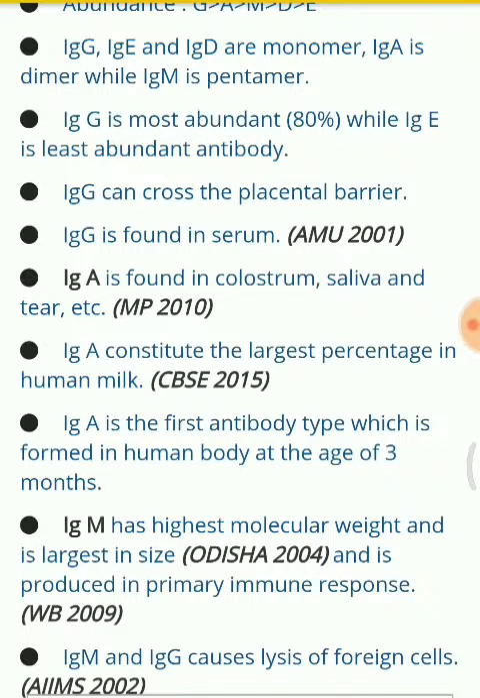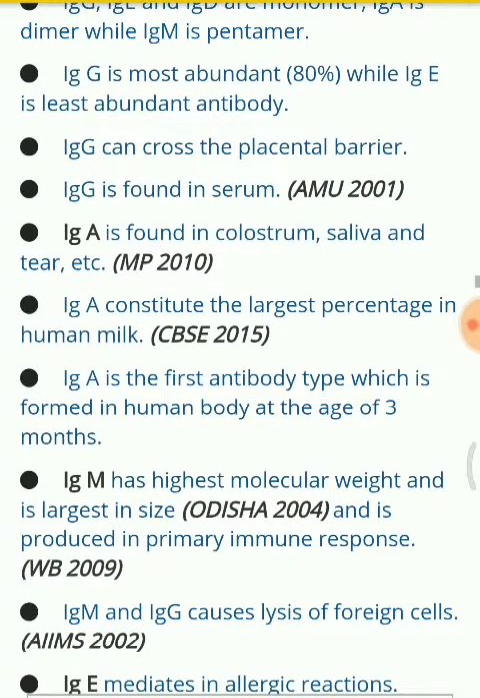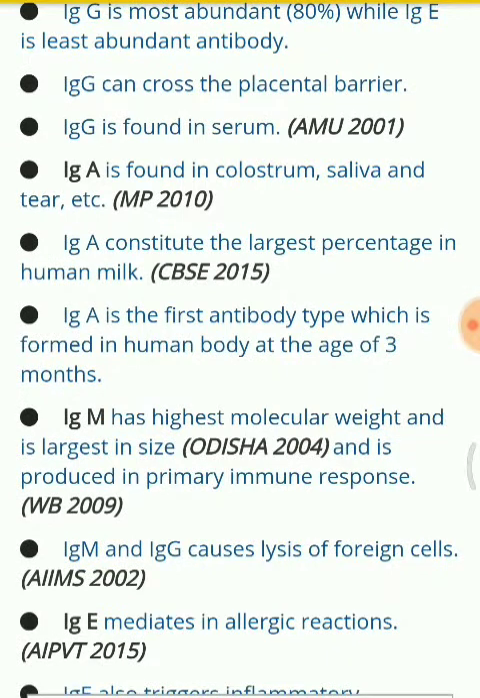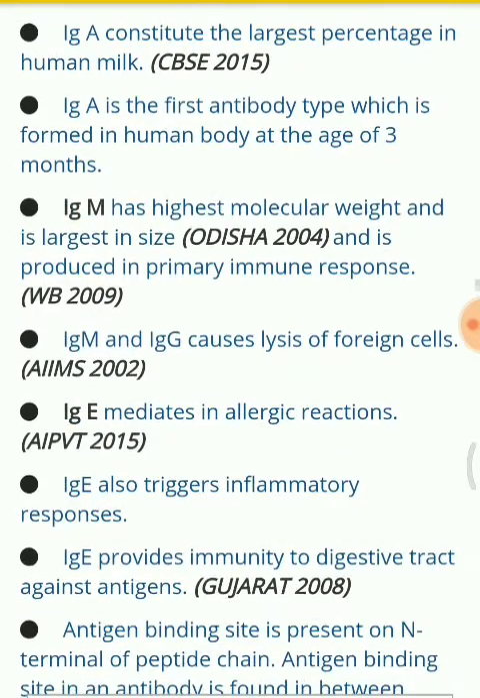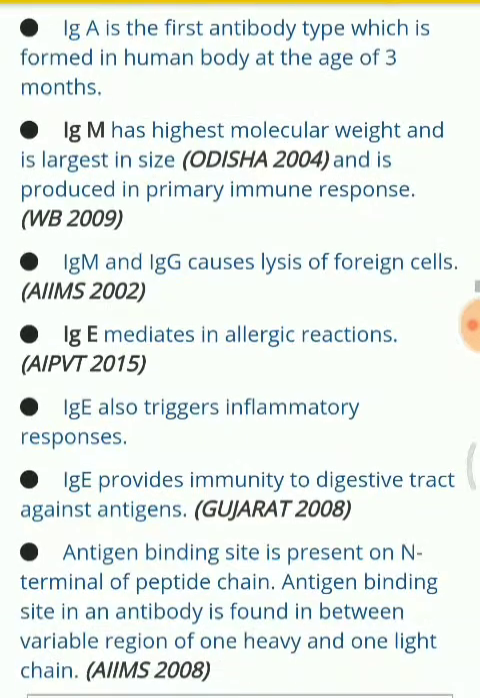IgG can cross the placental barrier. IgG is found in serum. IgA is found in colostrum, saliva and tears, etc. IgA constitutes the largest percentage in human milk. IgA is the first antibody type which is formed in the human body, at the age of 3 months. IgM has the highest molecular weight, is largest in size, and is produced in the primary immune response.